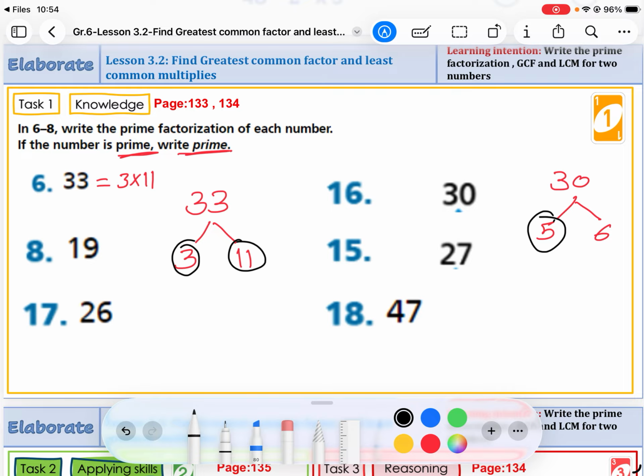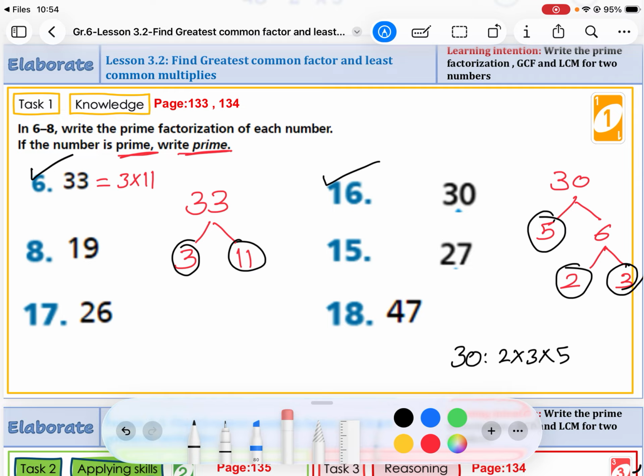5 is a prime number, but 6, I can factor it. It's 2 times 3. I know 2 times 3 will give me 6. Now I reach 2. 2 is a prime. I'm going to lock it in a circle. 3 is a prime. I'm going to lock it in another circle. So my prime factorization for 30 will be, I'm going to write it from least to greatest, 2 times 3 times 5. Okay? I hope this question and this question are clear, guys.